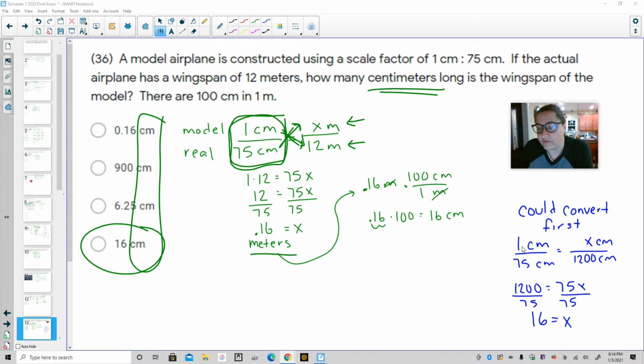Now you could have converted first. A centimeter is 75 centimeters. How many centimeters in the model is equal to 1,200 centimeters in the real thing? So then I would cross multiply and I actually get the 16 as a final answer right off the bat in centimeters.